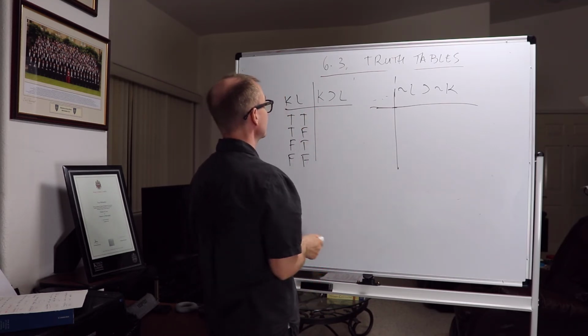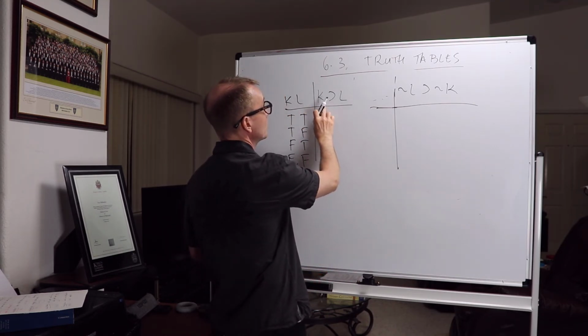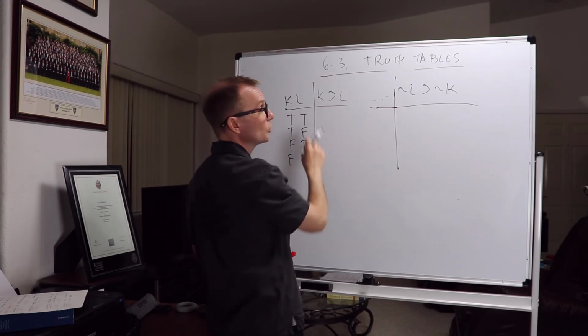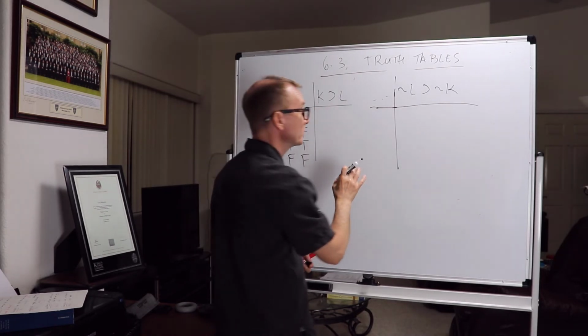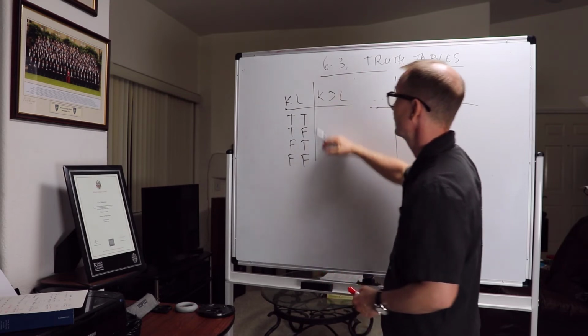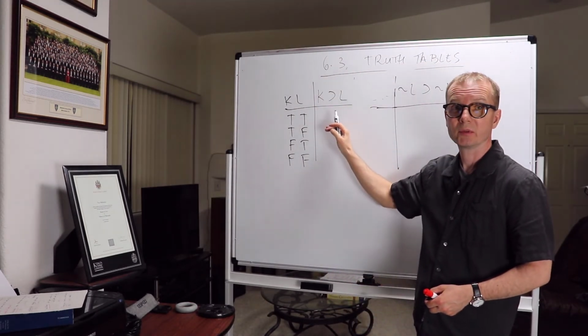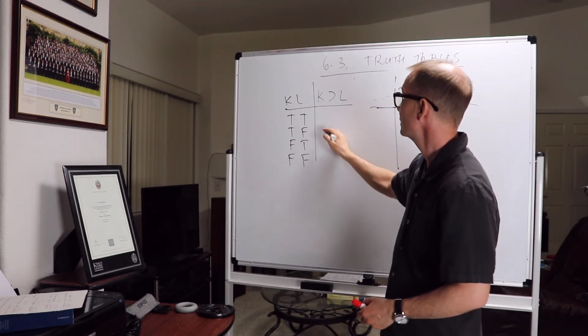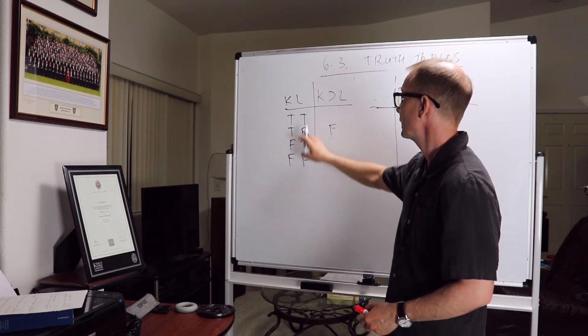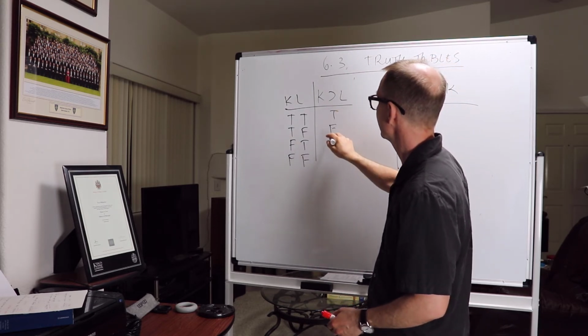Let's calculate the values. We're going from K to L, so what situation would we have falsity when we're going from true to false? This is 1, and that's it. All the rest of them will be true.